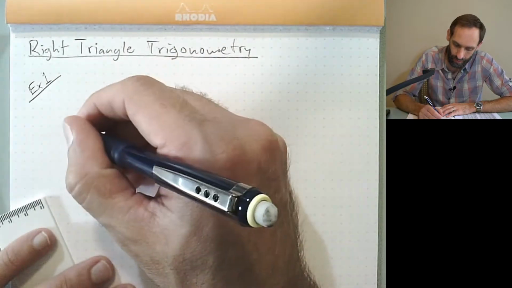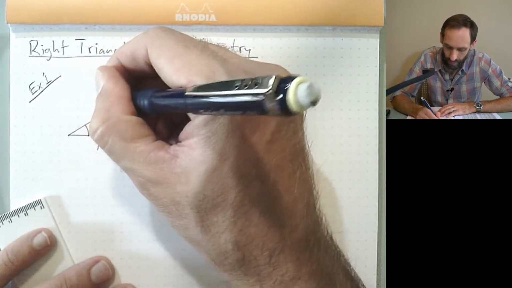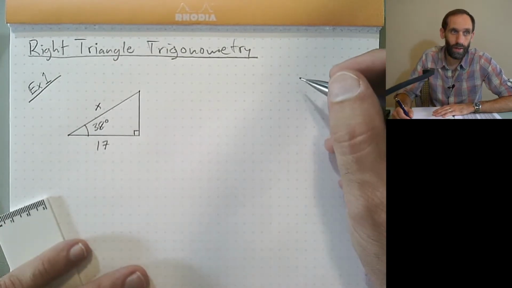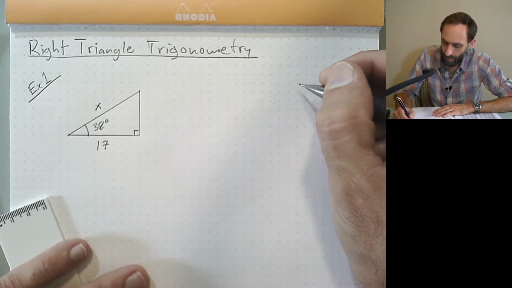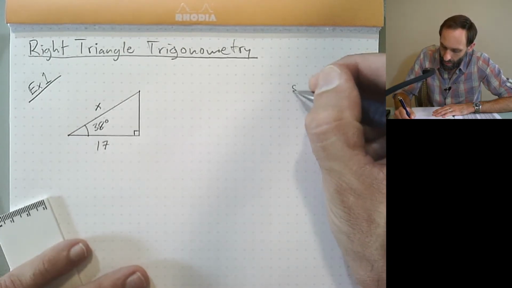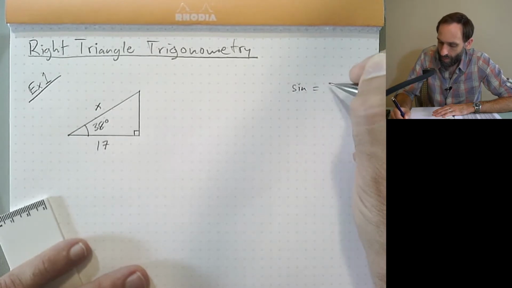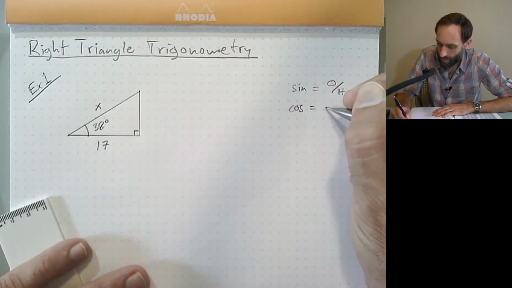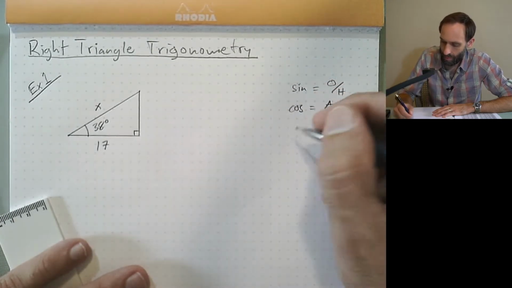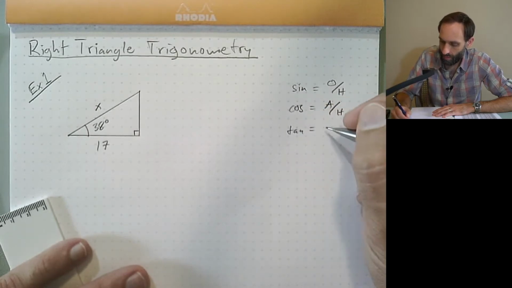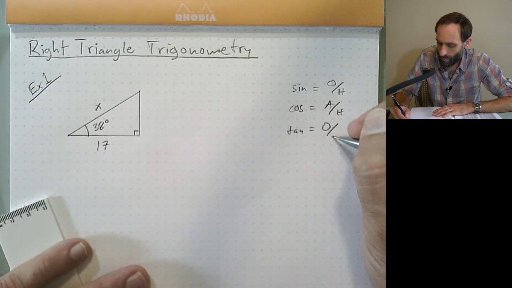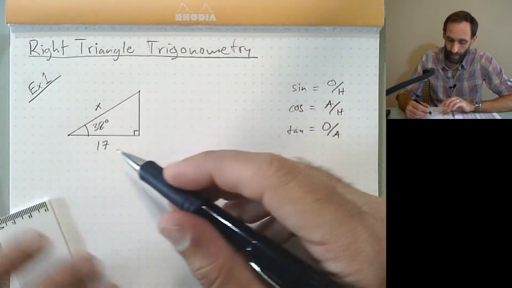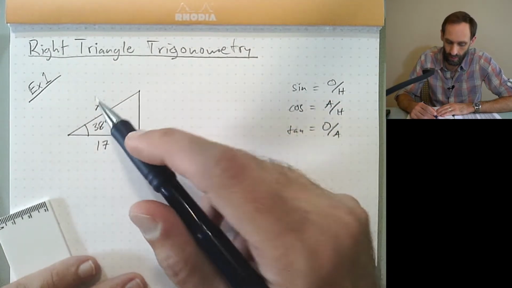And then the thing that I want to know is the longest side, also known as the hypotenuse. So I like to also write out, as a reminder, the different ratios on the paper so I have them in front of me. I know that the sine is equal to opposite over hypotenuse. I know the cosine is equal to adjacent over hypotenuse, and I know that the tangent is equal to the opposite over the adjacent.